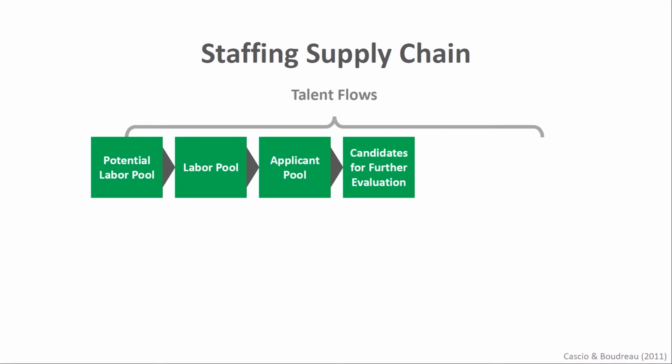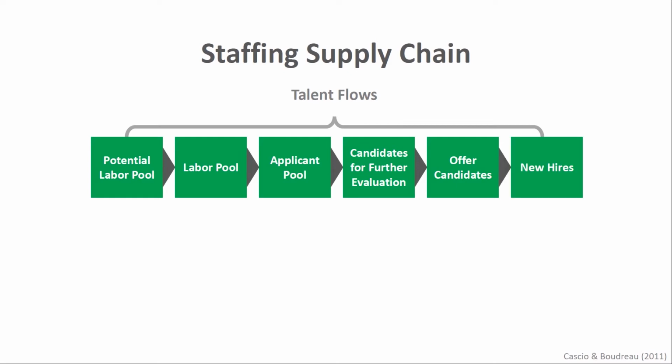From this applicant pool, this is where we find applicants or candidates for further evaluation, and ultimately those people that we deem to be the best fit or the most promising candidates, we're going to extend them job offers. If they decide to accept that job offer, they then transition from being an applicant or a candidate into an employee or new hire. We can also focus, from the perspective of these talent flows from the potential labor pool to the new hires, on the staffing processes that are involved and then try to understand how selection fits into this from a staffing supply chain perspective.